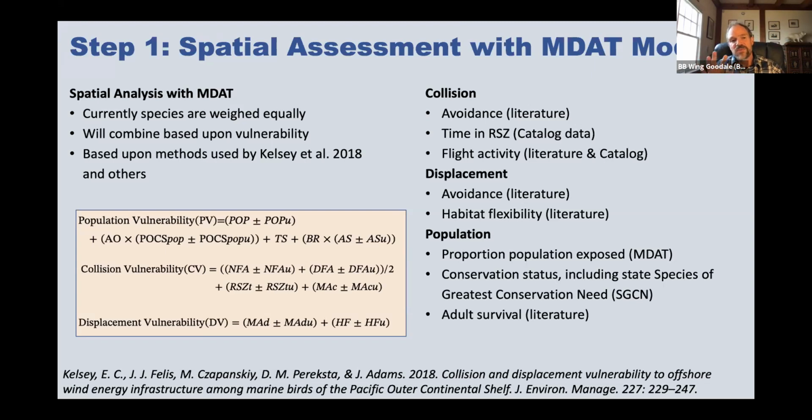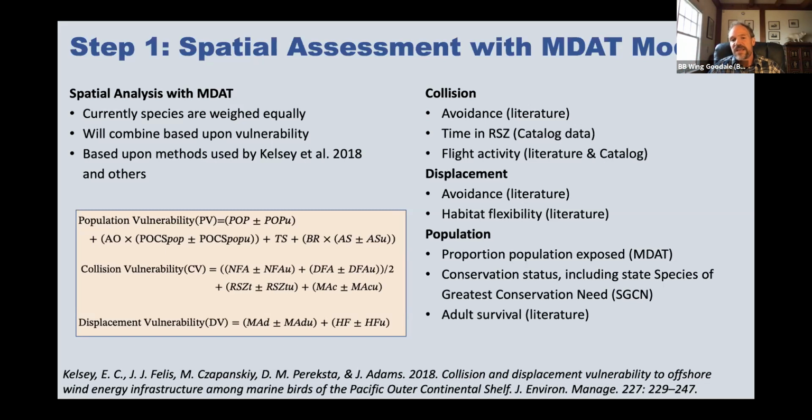And we're going to do so based upon methods used in Kelsey et al., 2018, which did this kind of work for the West Coast. Kelsey's work builds from a standard approach that's been used for vulnerability here on the East Coast as well, and over in Europe. For collision, we're going to consider avoidance rates that will come from the literature, and percent of time within the rotor swept zone from the catalog data. One thing we always have to remember about flight height information is it's really tough information to get at, and we have to understand where biases are in that information.